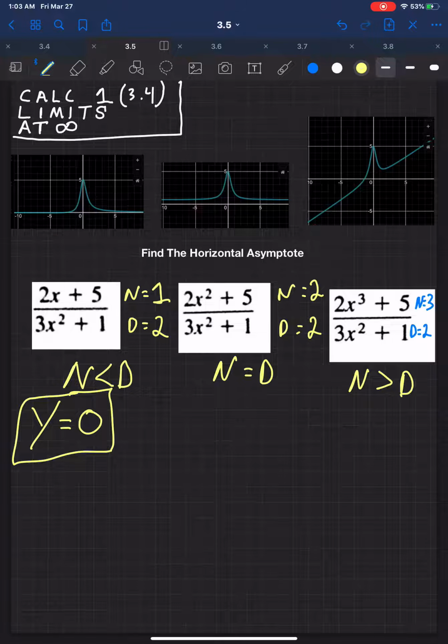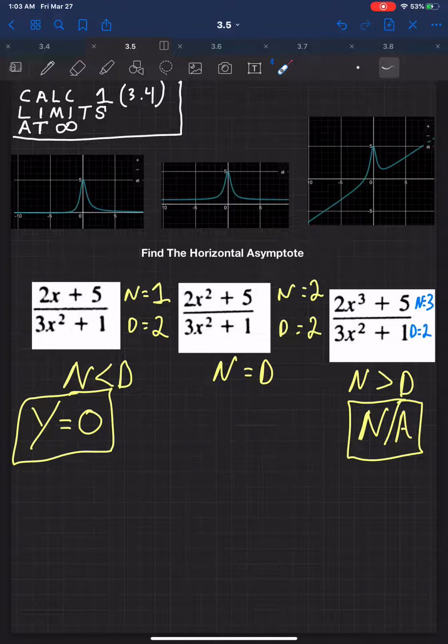All right, let's go to the very last one. The degree of the numerator is larger than the degree of the denominator. We say that it's not applicable. There is no horizontal asymptote. And look at the geometry, look at how this bears out. As you keep letting x grow larger, as x goes to infinity, what does your graph do? Is it approaching a horizontal line? No, your graph is also going to infinity, right?